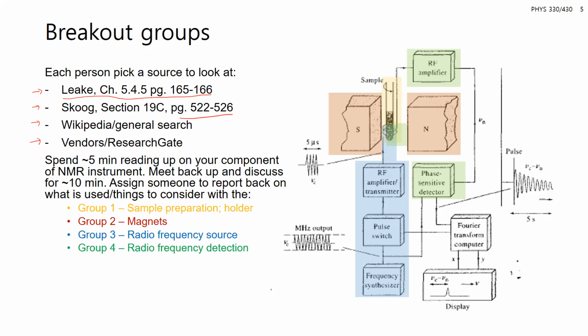found or agreed upon. So group 1 will be focusing on the sample and sample conditions in the holder here. Group 2 will just investigate what type of magnets are used and what conditions you have to use for the magnets. Group 3 will look at the radio frequency source, and you can see that the coil here is important for both the radio frequency source and the detection and where the sample is. That's why all these colors are overlapping. And group 4 will look at the radio frequency detection or anything specific about that. So do you guys have any questions before I break you guys out into the groups?